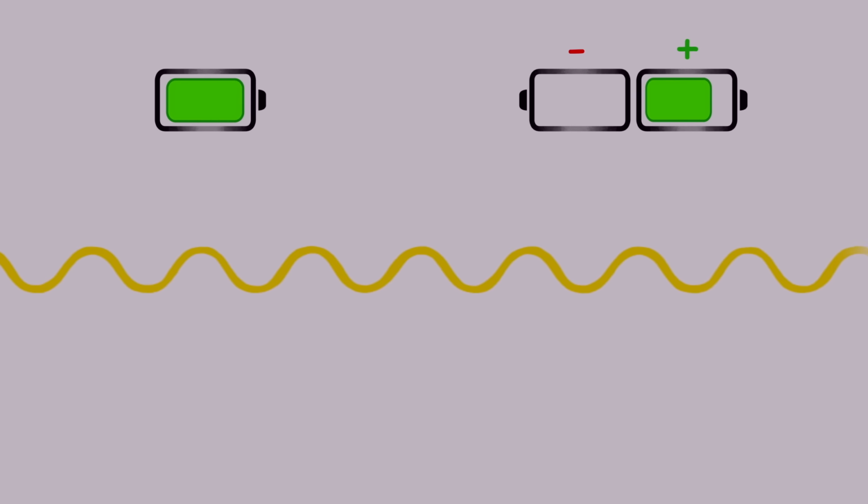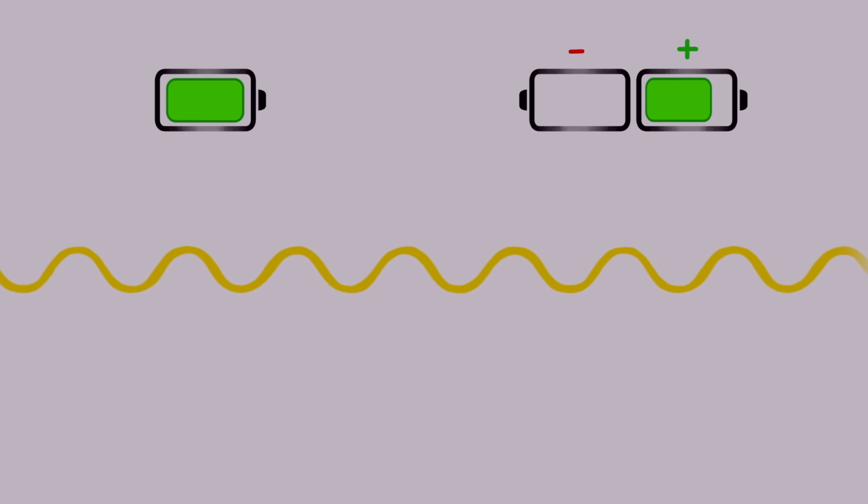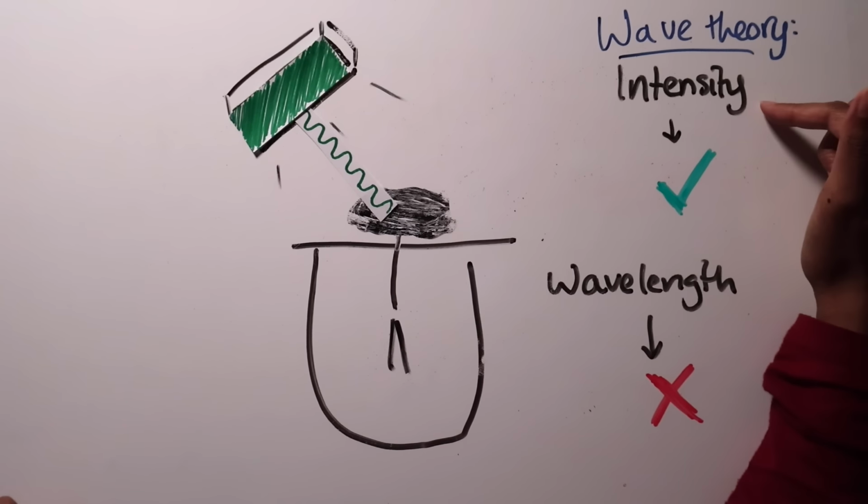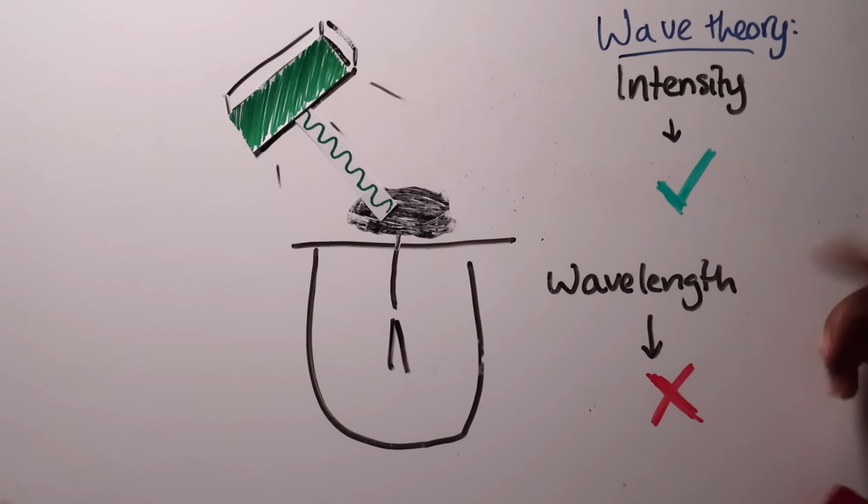Only this story is what you would expect from classical electromagnetic theory, and it turns out not to be right. So for the classical wave theory of light, the intensity, which is related to the amplitude of the light, is the only thing that should matter. But the wavelength, which is related to the color, should be completely irrelevant. But that's not what we found at all. It took Einstein coming along in 1905 to come up with an explanation for this experiment, and his explanation was a bit of a compromise.